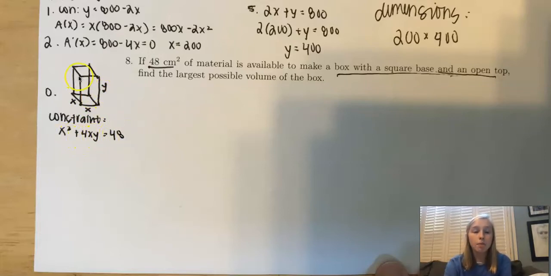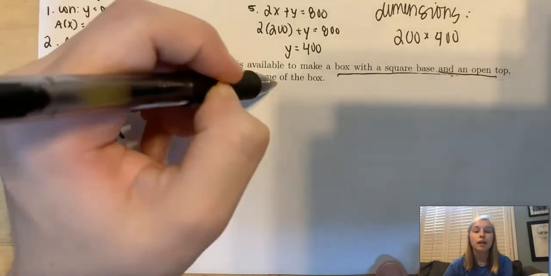The open top, if it were a closed top, it would be 2x squared. But since it's an open top, you don't need the material to cover this x squared square right here. So we don't include it. And then we're finding the volume.